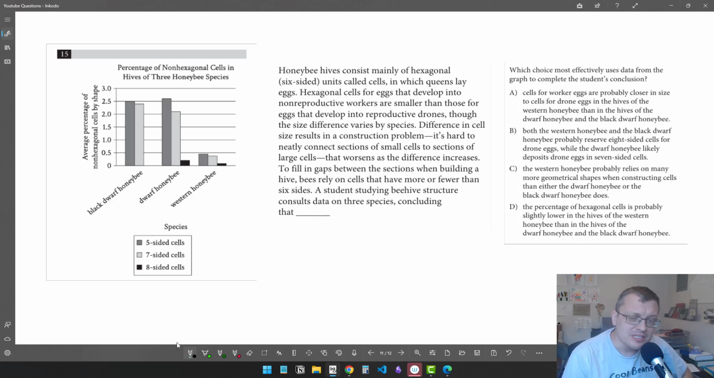To fill in gaps between the sections when building a hive, bees rely on cells that have more or fewer than 6 sides. A student studying beehive structure consults data on 3 species, concluding that blank. So we want to see what this study tells us about this phenomenon of cells with sides other than 6 in different honeybee species' nests.